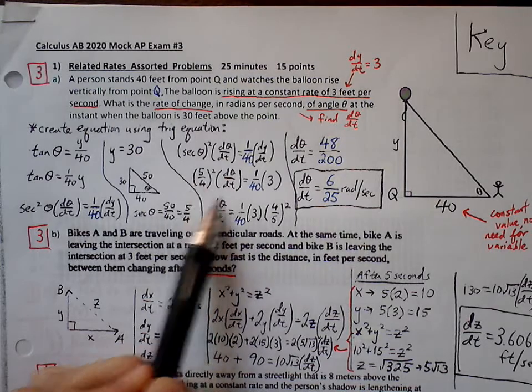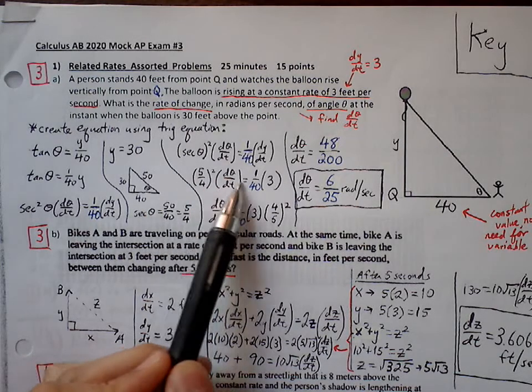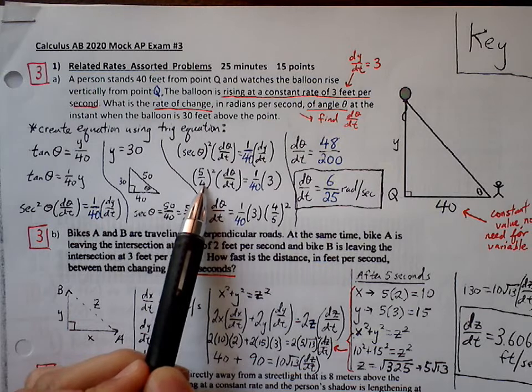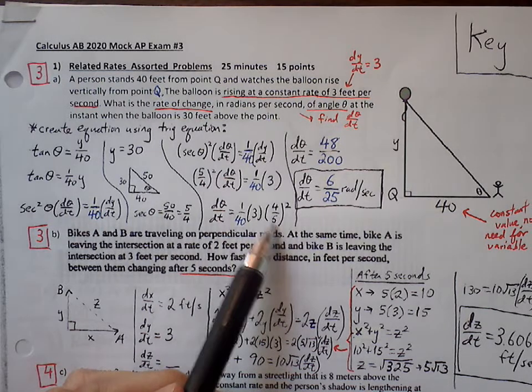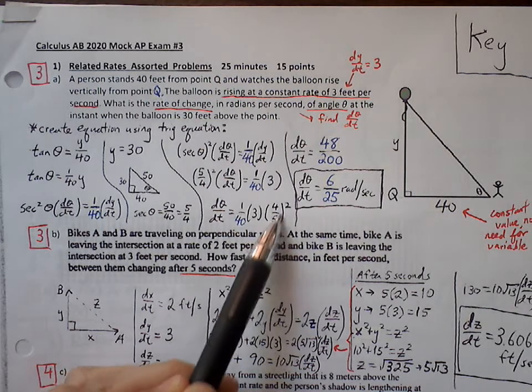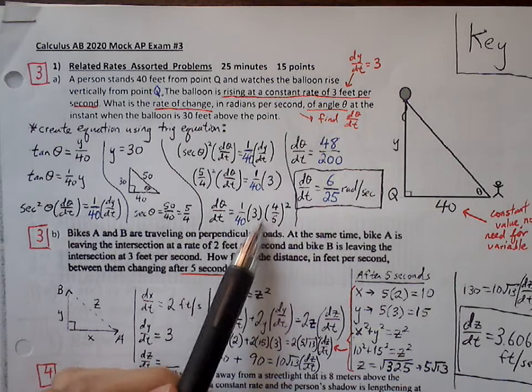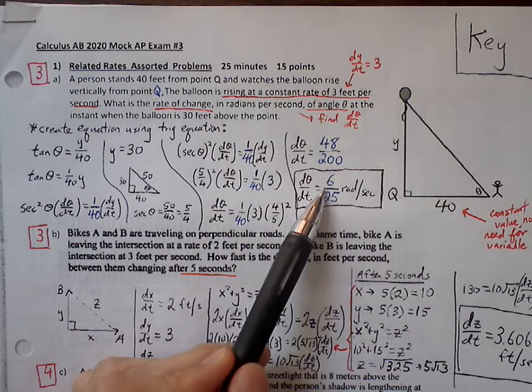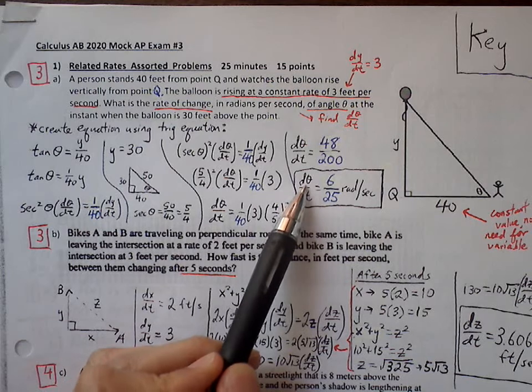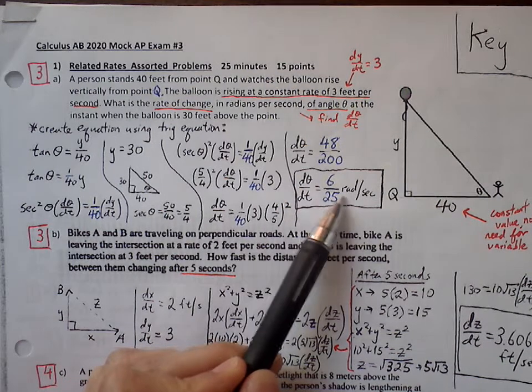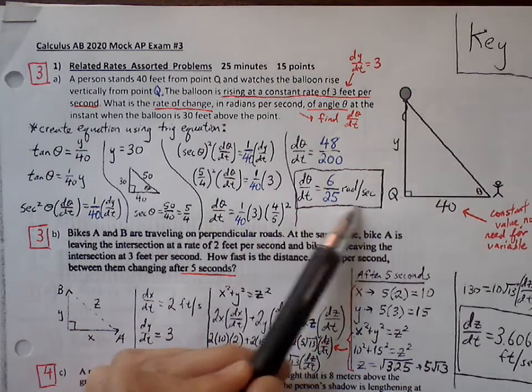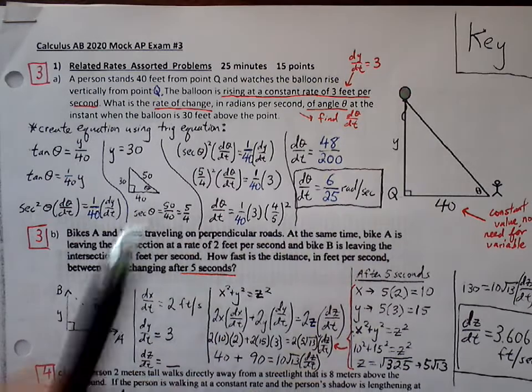So dividing both sides by (5/4) squared is the same thing as multiplying by the reciprocal of (4/5) squared. So 1 over 40 times 3 times (4/5) squared. This multiplies out to be 48 over 200, which reduces to be 6 over 25. And d theta dt, theta is always going to be measured in terms of radians, and the time unit is seconds, so radians per second.